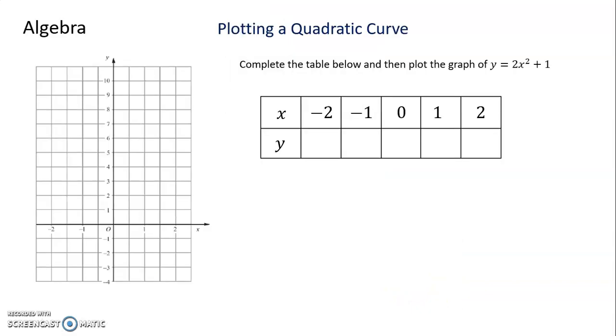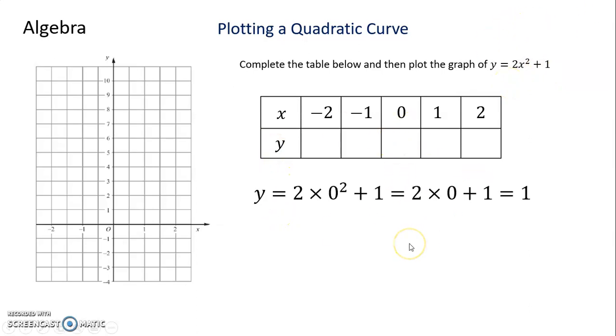Okay, we're going to look at plotting some more complicated quadratic curves now. So this one, 2 lots of x squared add 1. When you're working out these values, you need to use BIDMAS. BIDMAS tells you to do indices first. So you're going to do the squaring first, and then multiply by 2, and then finally add 1. So BIDMAS says indices first, then multiplication, then addition. And so that's the order we need to do this in.